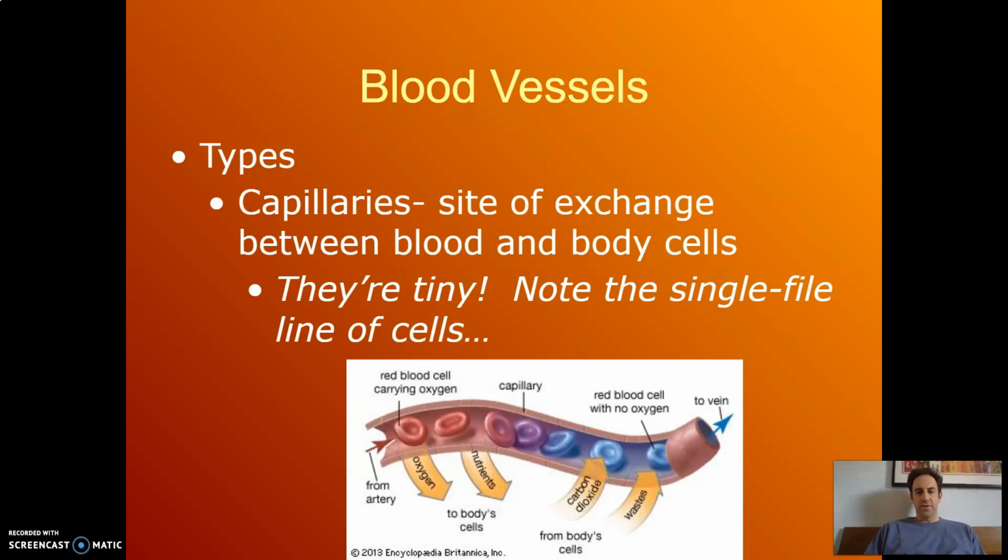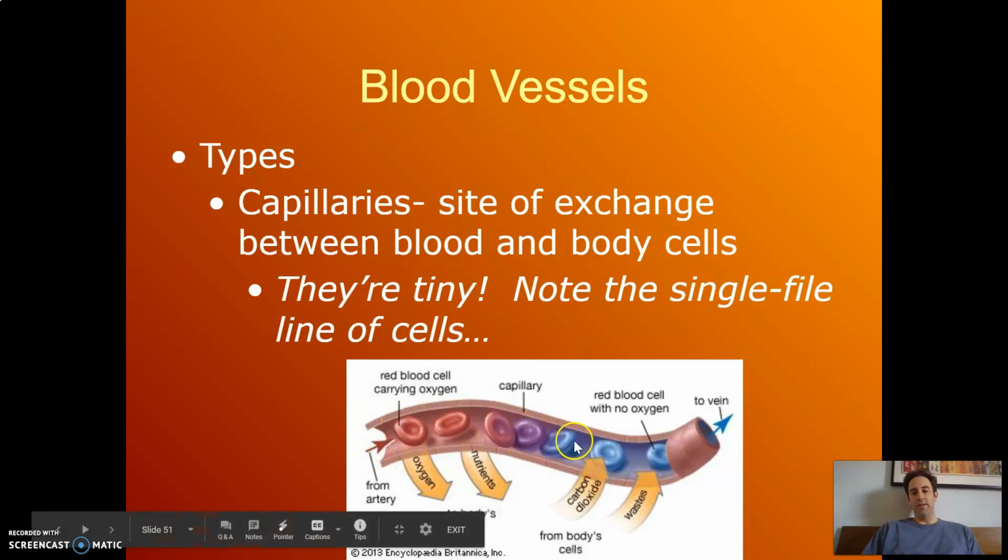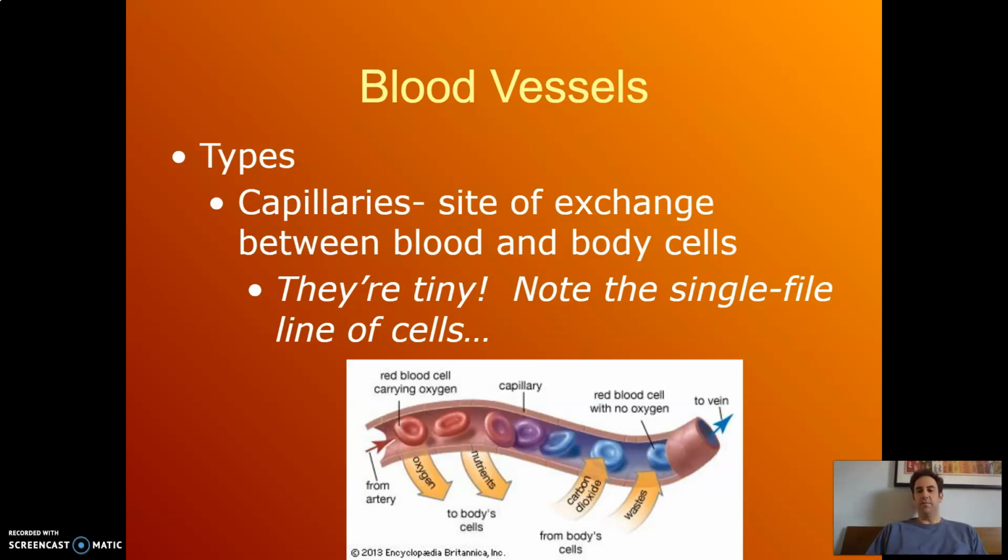So capillaries are first. These are the site of exchange between the blood and the body's cells. These are the Rosemary Lanes of the circulatory system. They're teeny, they're tiny. Note that blood cells are traveling in single file through these things. That's how narrow they are. They're microscopic. So if you get a cut, blood will come out. If you get a paper cut on your finger, you might think, well, how am I bleeding? I don't see severed blood vessels or anything. Well, there are severed blood vessels. They're just microscopic severed blood vessels. These little tiny capillaries have been severed, and that's why blood is leaking out of you. So our whole body is lined with these capillaries. They're everywhere.